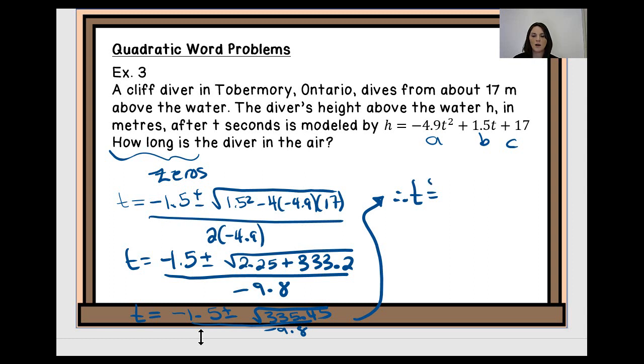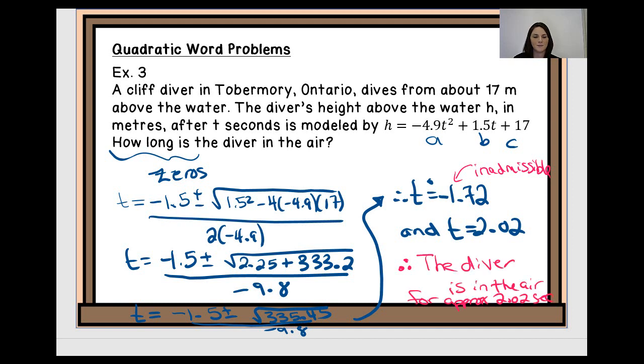So t is approximately negative 1.72, which is inadmissible because time can't go backwards, and t is 2.02. So therefore the diver is in the air for approximately 2.02 seconds. Okay, next example.